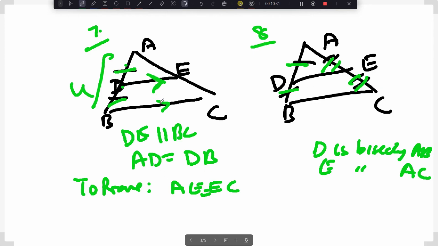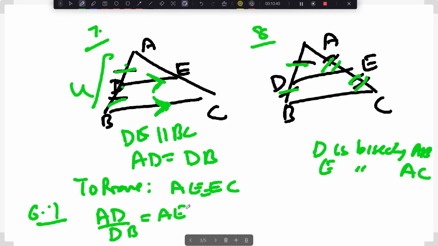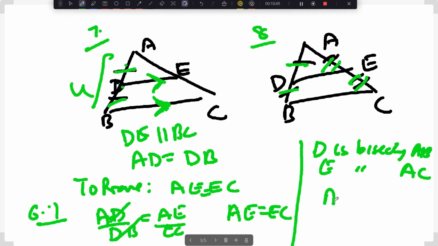So जैसे ही whenever we hear this, by theorem 6.1, we know that AD by DB is equal to AE by AC. Now we already know that AD and DB are equal, given. So therefore AE is equal to EC. Similarly here, if D is bisecting AB, that means AD is equal to DB. And similarly, it is bisecting AC, so AE is equal to EC.